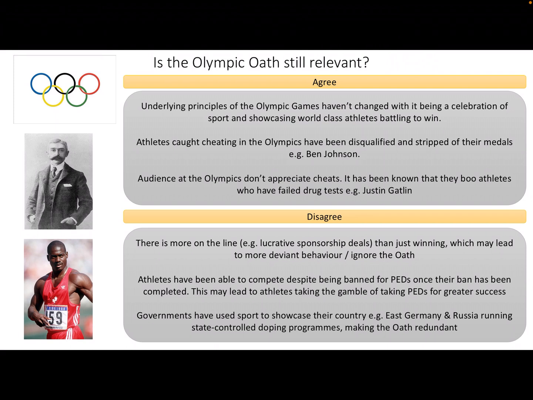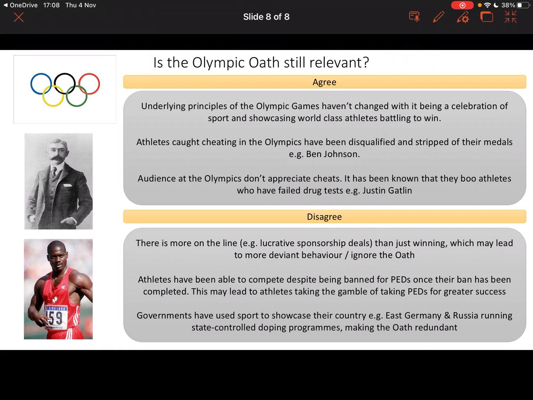Now, the athlete at the bottom there is Ben Johnson. Okay, so this is Ben Johnson here, okay? Now, Ben Johnson is regarded as one of the more famous drug cheats in certainly Olympic history. Some would say he's the most famous drug cheat in sporting history. I would now say probably Lance Armstrong takes that unwanted title. But how does the story of Ben Johnson keep the Olympic oath relevant?